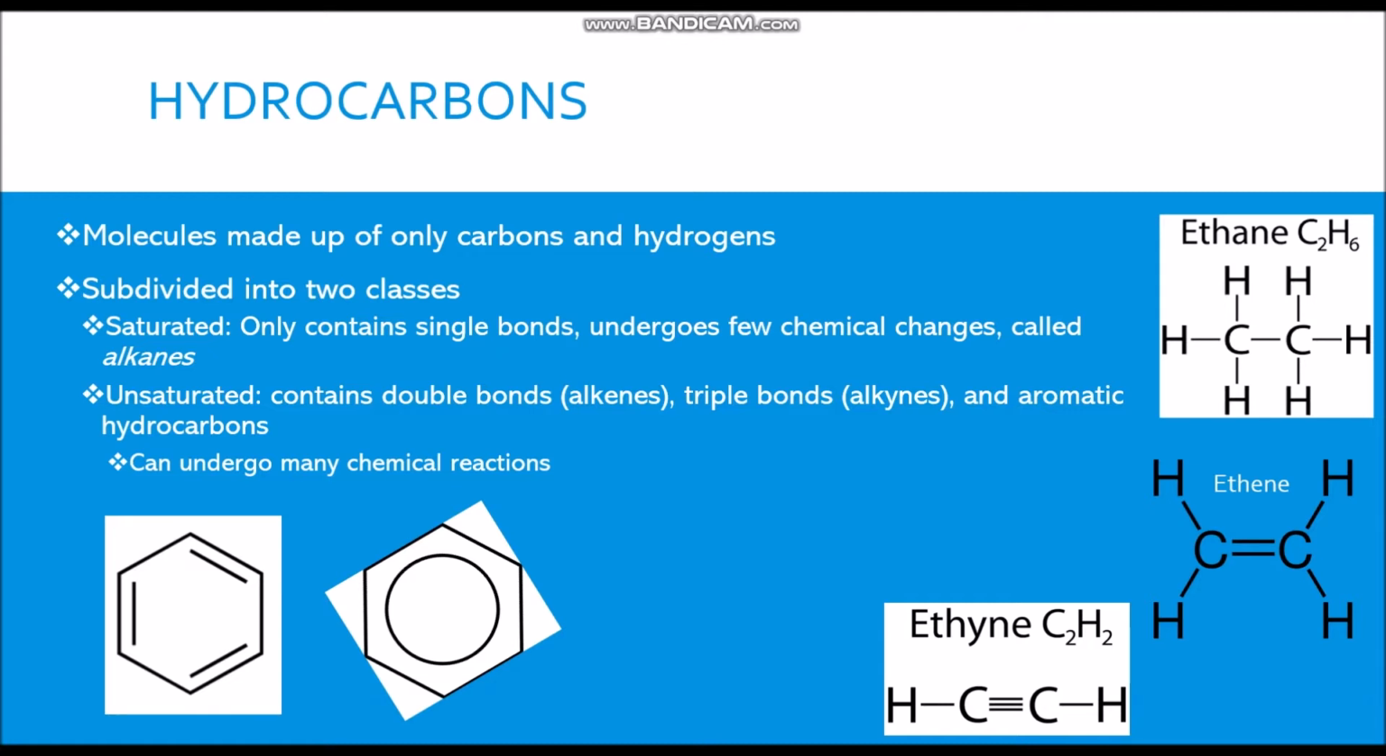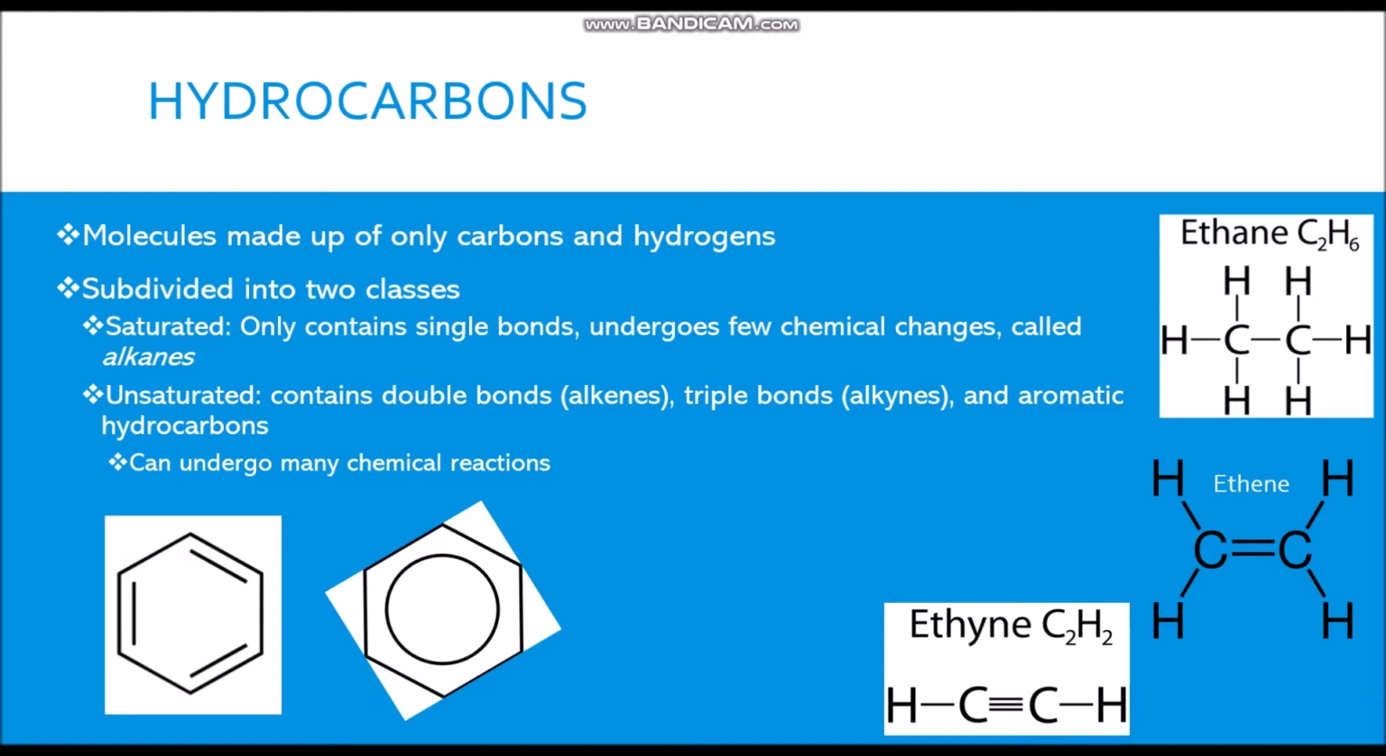So this can be actually subdivided into two classes. So saturated, which is ones that only contain single bonds and they rarely ever go through chemical changes. These are called alkanes. So I have an example over here on the top right. This molecule is called ethane. You can see that they're all single bonds and contain no double or triple bonds. So that makes it a saturated hydrocarbon.